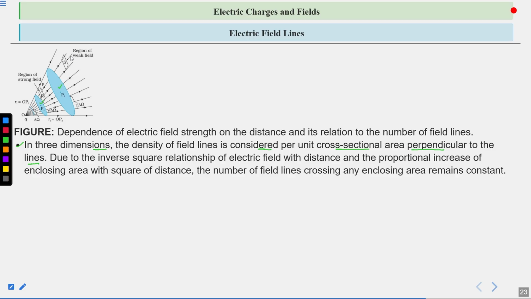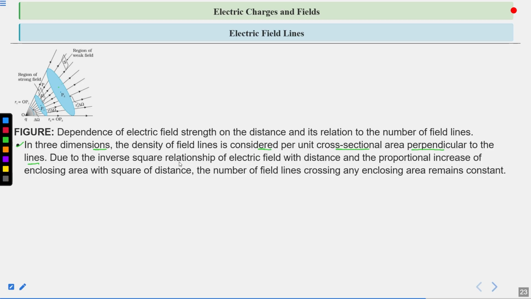And suppose another region P3. In that case, region P1 is a strong field region as compared to P2 and as compared to P3. P2 is a strong field region as compared to P3. So, if we talk about P1 and P2, in that case, P1 is a strong field because it is near the point.